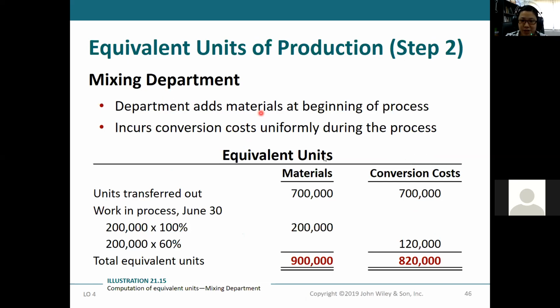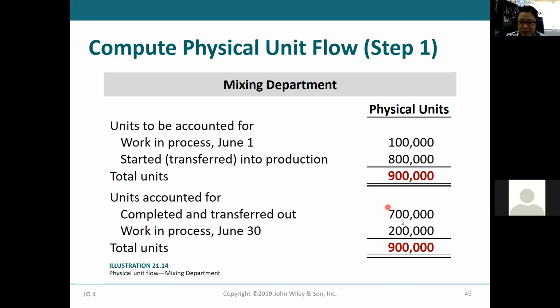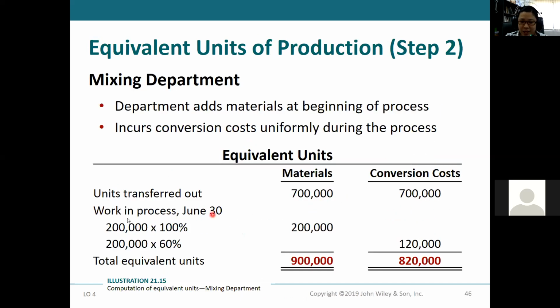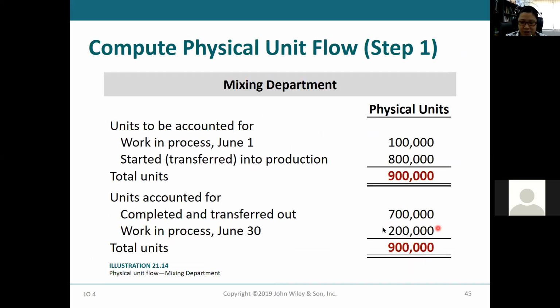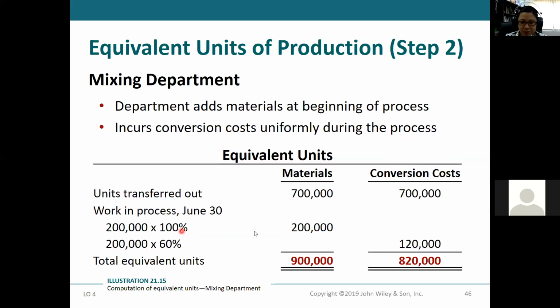So to find the equivalent unit of production, remember we take unit completed and transfer out. Unit completed and transfer out, 700,000 here, and plus the equivalent unit at the end of work in process. At the end of work in process is 200,000. So 100% completed for material and 60% completed for conversion. And that will give you equivalent units in terms of materials and in terms of conversion costs.